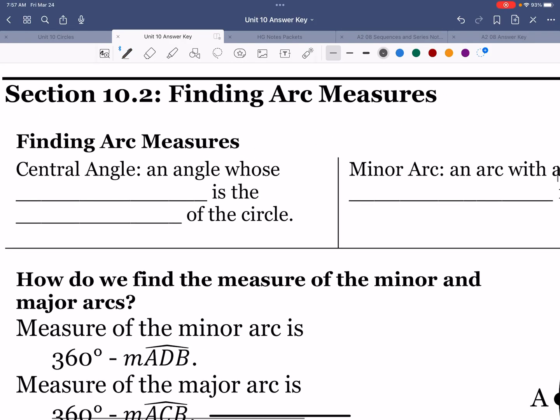Hello, welcome back. This is chapter 10, section 2. We're going to be talking about arc measures and how to find them. So to start off, I want to add some vocabulary.